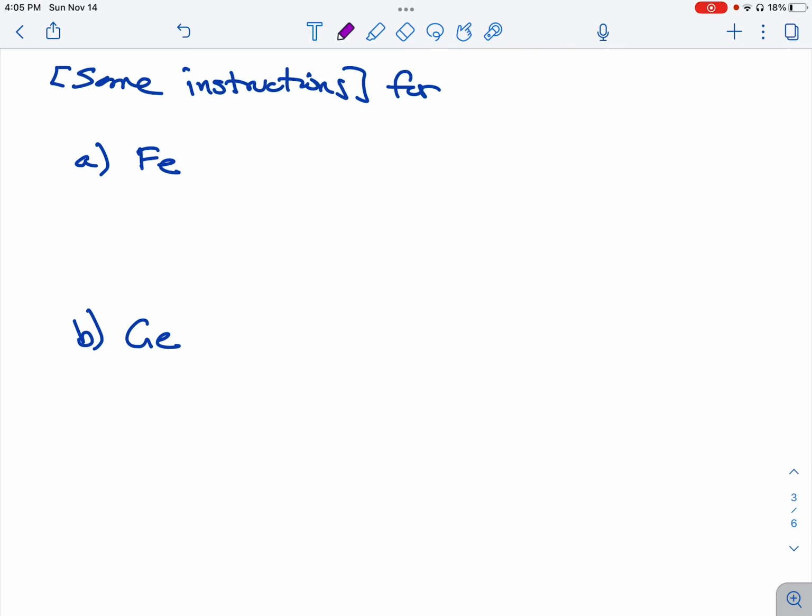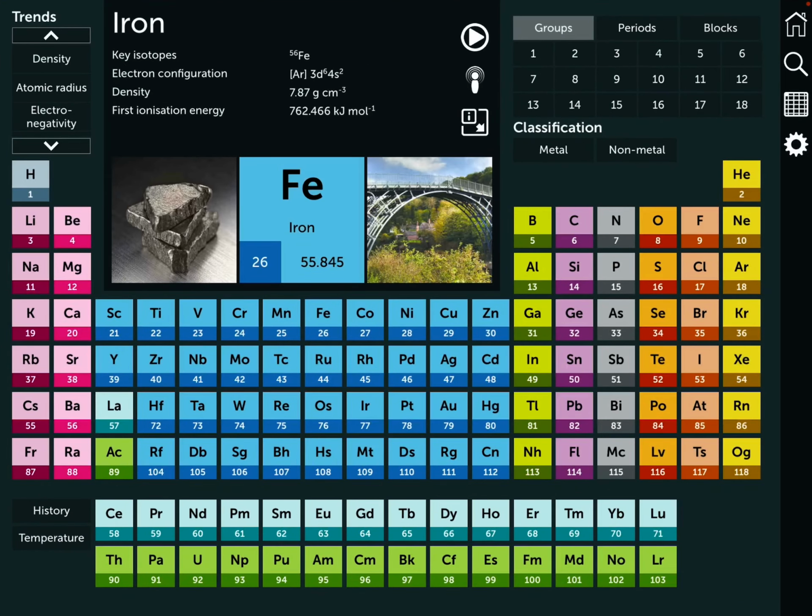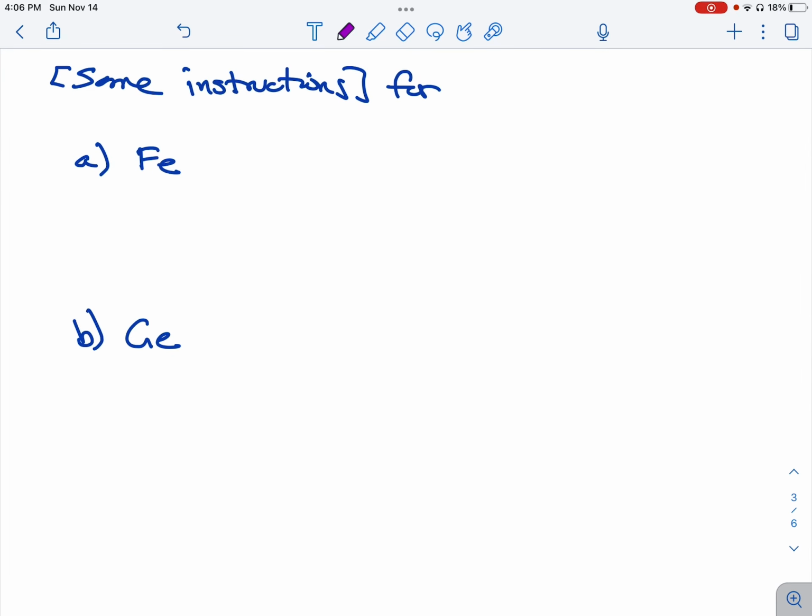Okay. So far, hopefully so good. Let's look at some slightly more complicated ones. Let's look at iron. So iron, if we go to the periodic table, iron has atomic number 26. So neutral iron will have 26 protons as well as 26 electrons. So we got 26 electrons.